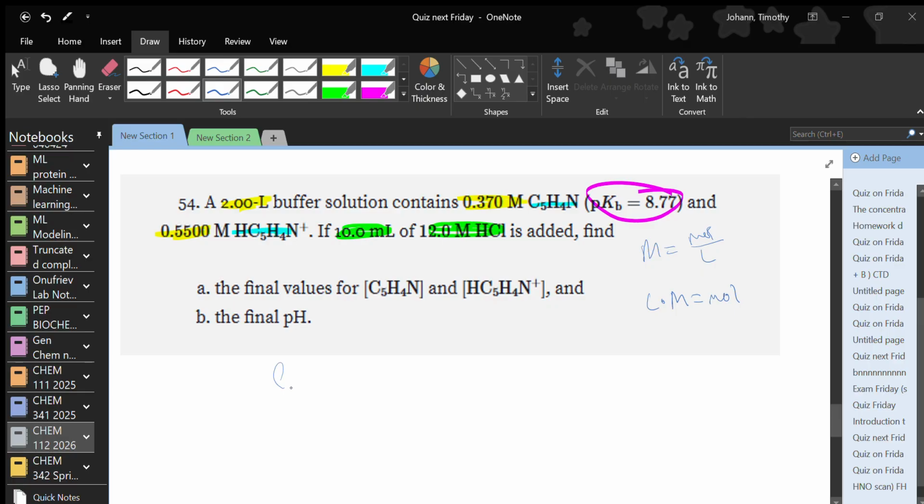So I'm going to have C5H5N is going to react with water, right, to make C5H5NH+ plus OH-. Okay, I know that's my acid because it's plus, also it has an H in front and the other one doesn't. Right, that's my base reaction there.